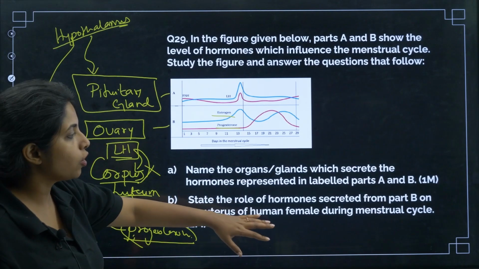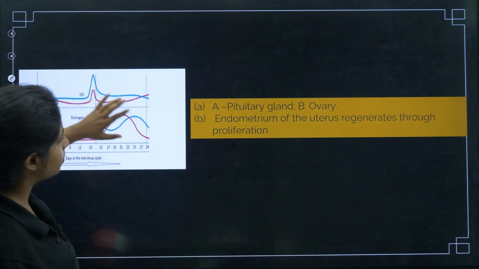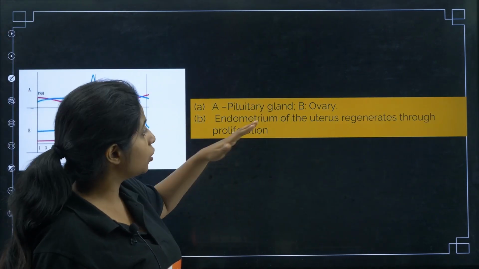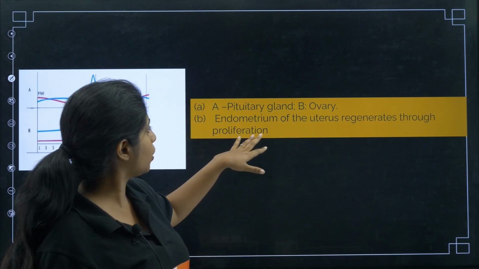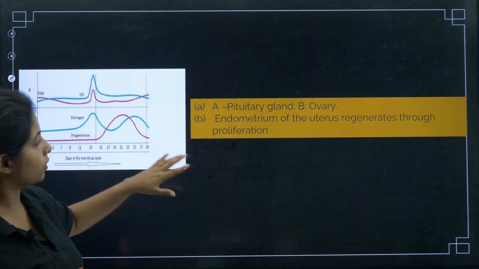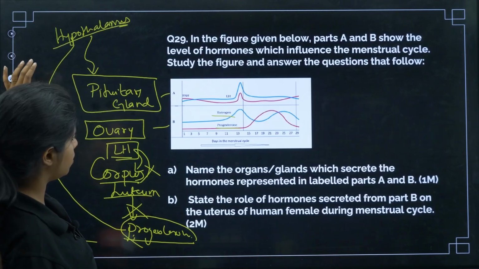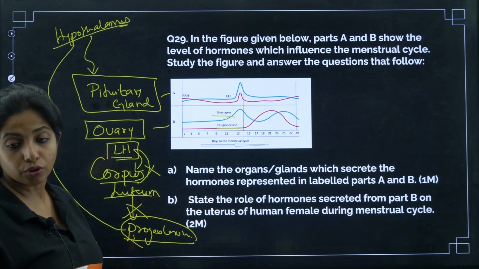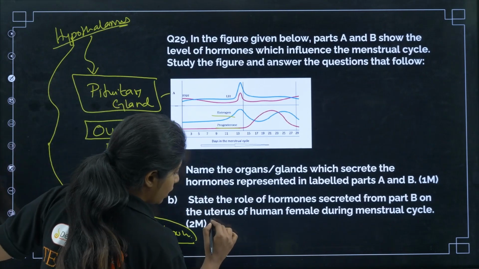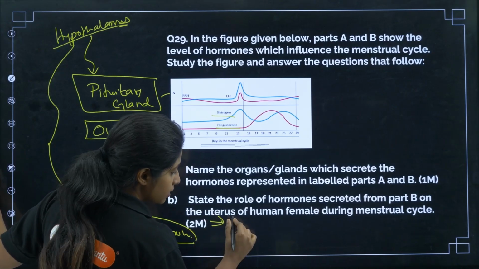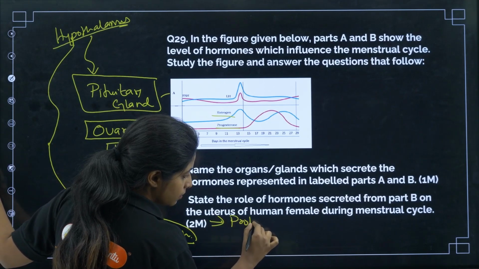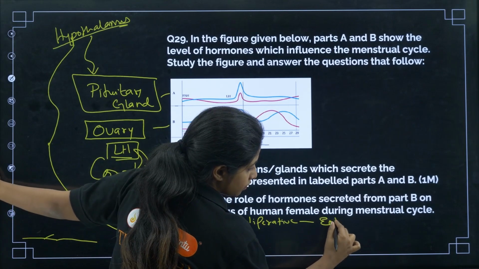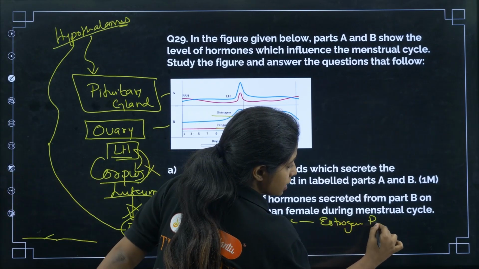State the role of hormones secreted from part B. I hope you got it, but let's see. Part A is the pituitary gland and B is the ovary. The endometrium of the uterus regenerates through proliferation. That is the role of hormones secreted from part B on the uterus in the human female during the menstrual cycle. So instead of writing that, you can write in phases, as in the proliferative phase, estrogen regenerates the endometrium.